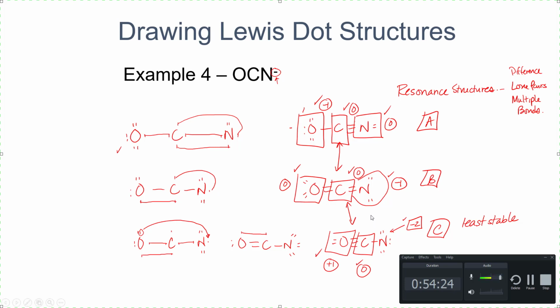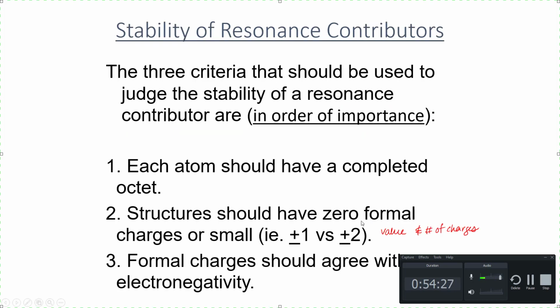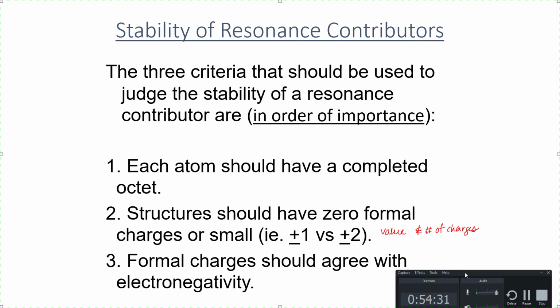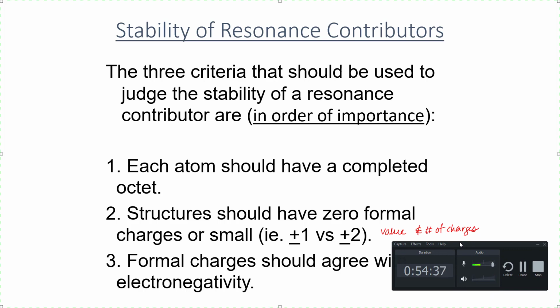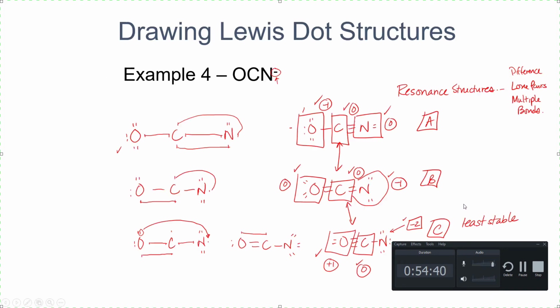Okay, so we've got the least stable. Now we have to break the tie between A and B, so we go to rule number 3. Rule number 3 says that the formal charges should agree with electronegativity. What exactly does that mean? What that means is this. When I have a negative charge, I would like that to go with the most electronegative element. And when I have a positive charge, I would like that to go with the least electronegative element.